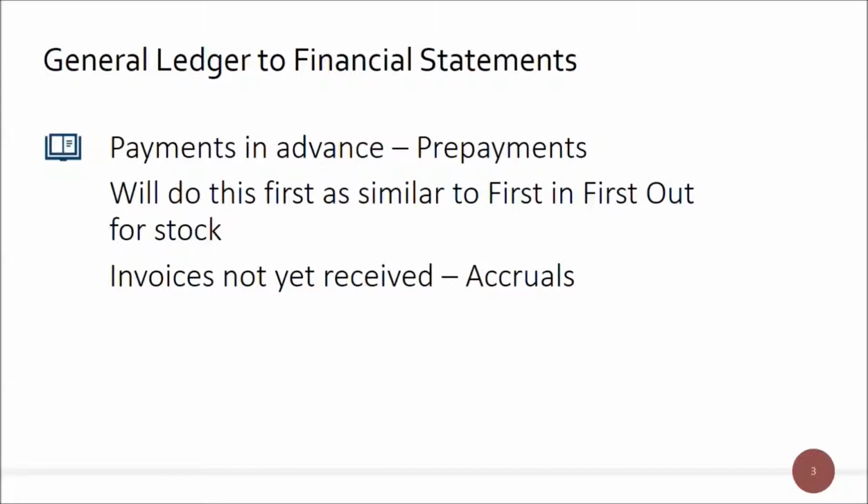Invoices not yet received. So the activity has actually taken place. We've incurred the expense, really, but we haven't received the invoice yet for it. That's called an accrual, where we're waiting for the invoice. So it's the opposite to a prepayment. So we'll do that second, after doing the prepayments first.